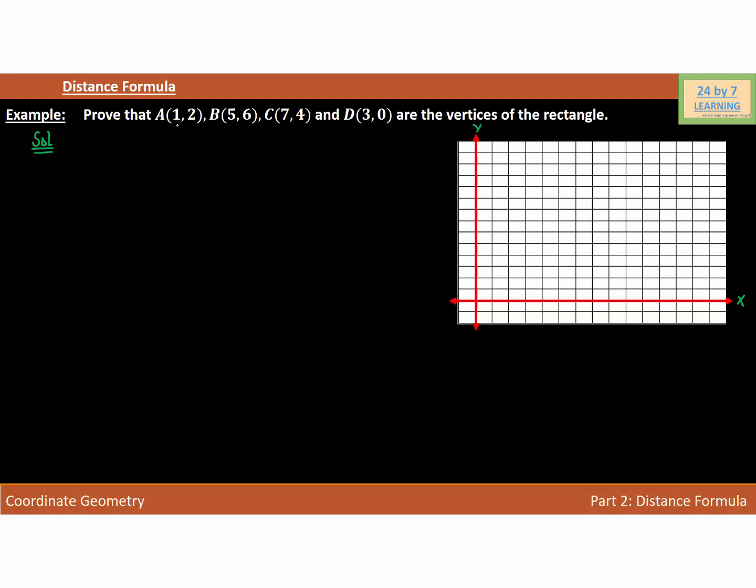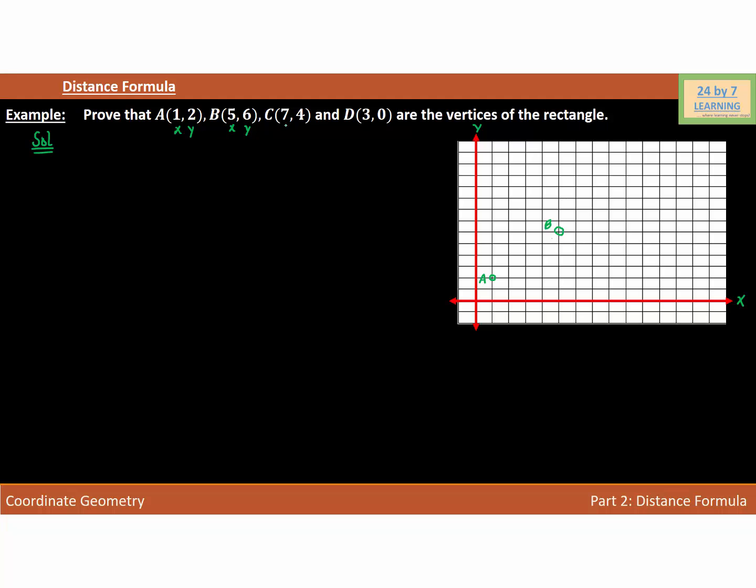Let's consider point A. As you can see, my x is 1 and y is 2. So I will go 1 and then 1, 2. So this is my point A. Now let's consider point B, which is (5, 6). So my x is 5 and y is 6. So I will go 1, 2, 3, 4, 5 and then 1, 2, 3, 4, 5, 6. And this is my point B.